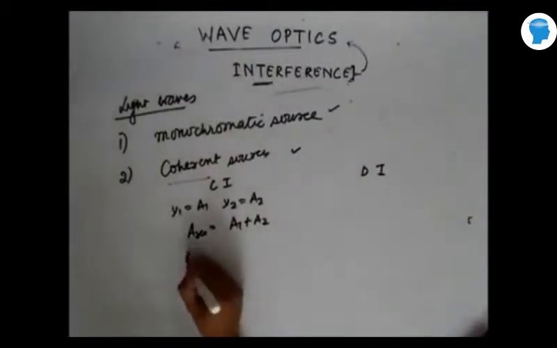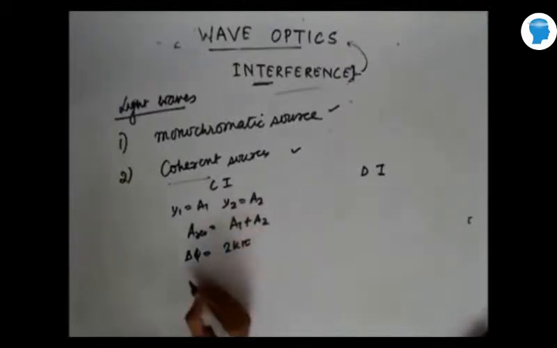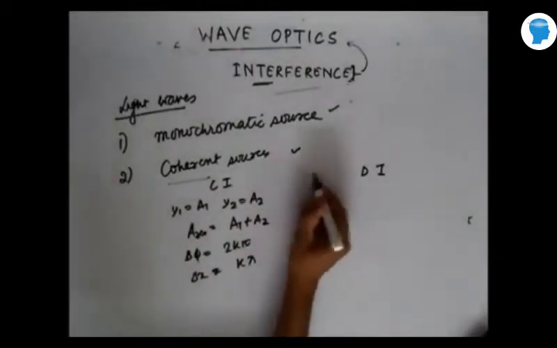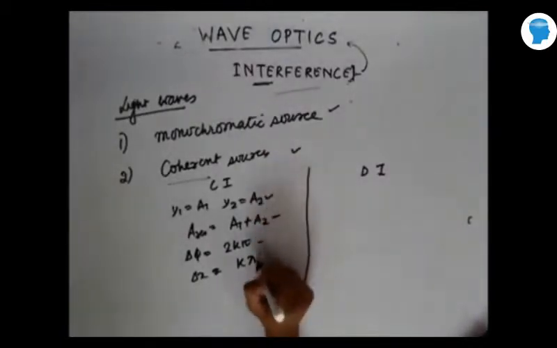Okay. The phase difference for constructive interference, as we saw, was equal to 2kπ, and we also saw that 2kπ is equivalent to a path difference of kλ. So, these are the four things we observe in case of constructive interference, which you should remember, I guess.